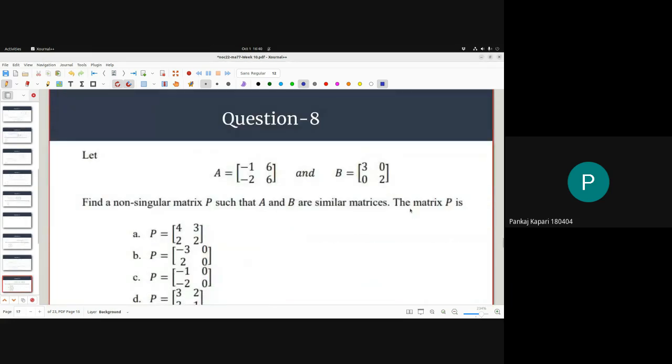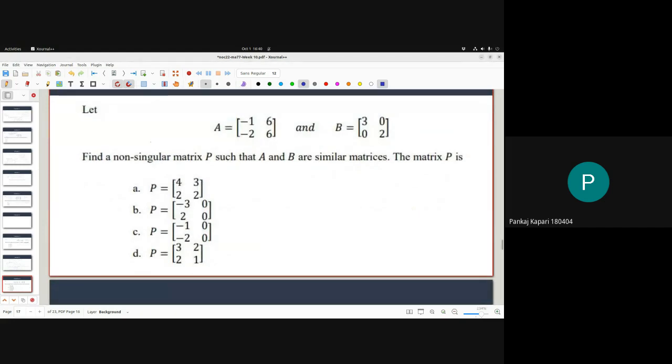Okay, let's move to the next problem. Again, you have been given two matrices A and B, and again you have to find a matrix P so that A and B are similar. Similar means you can write A as P B P inverse. If there is a matrix P so that you can write A equal to P times B times P inverse, then you say that matrices A and B are similar. So we have to find this matrix P for which A and B are similar.